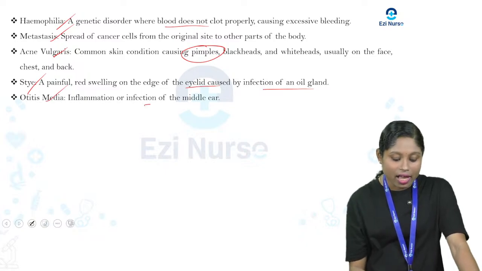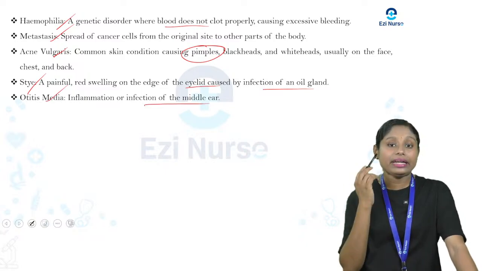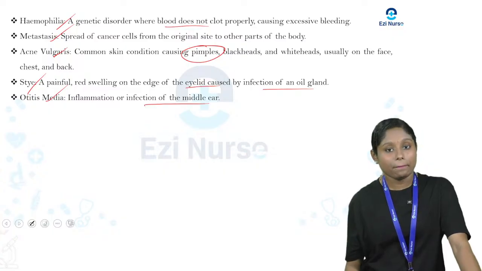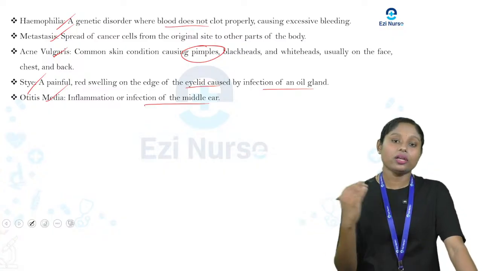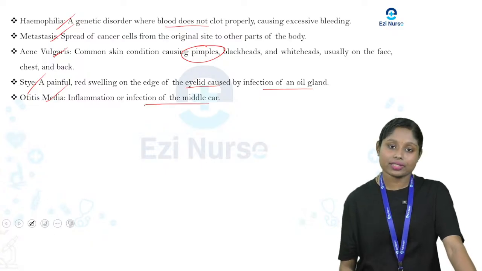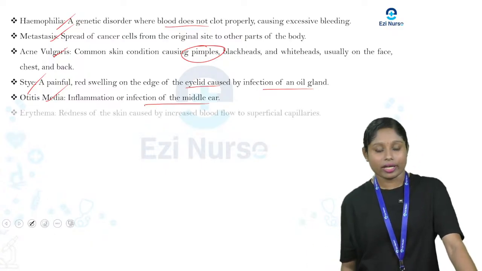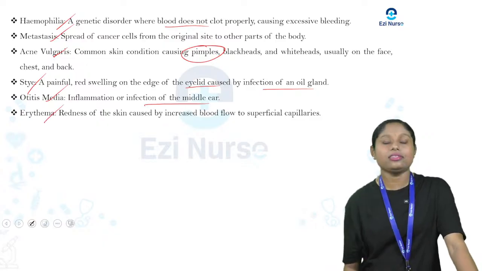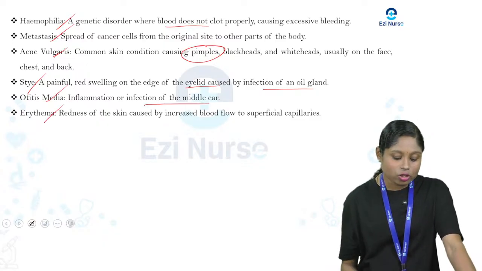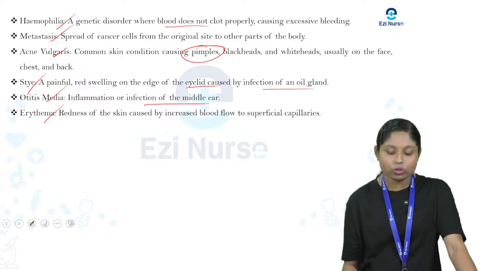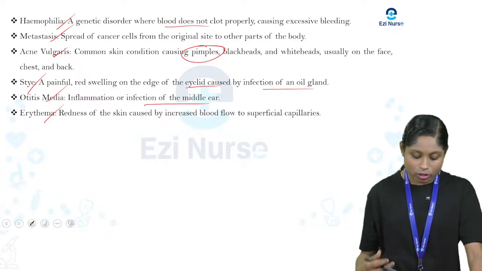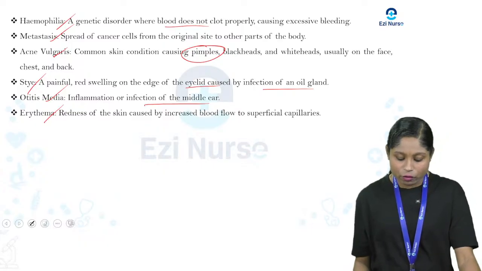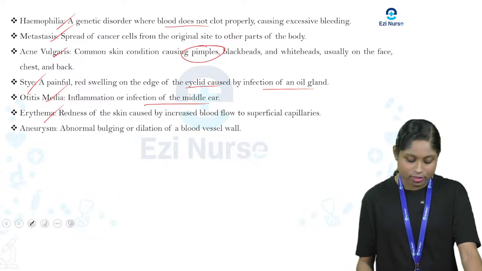So otitis media, inflammation or infection of the middle ear. It is known as otitis media. Otitis media is one of the long essay questions or important questions that may come in your exam. So study well about otitis media. Next is erythema. So what is erythema? Redness of the skin caused by increased blood flow to the superficial capillaries. So it is redness of the skin.